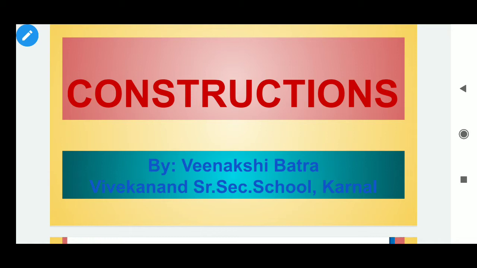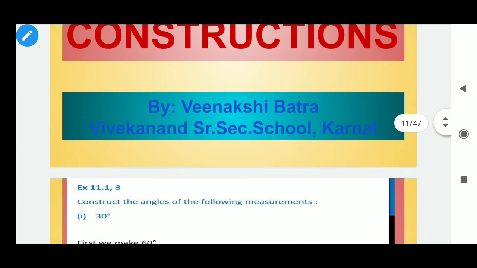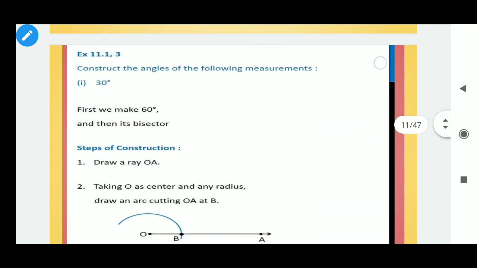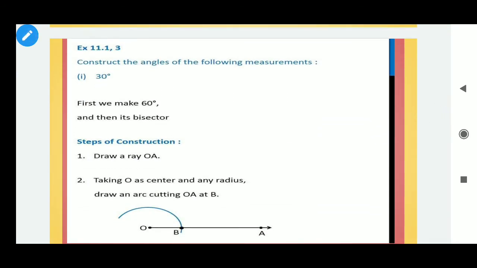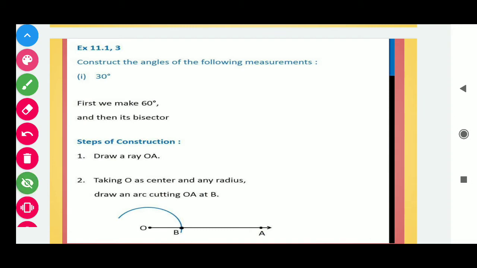Students, in the previous session, I explained how to construct a 90-degree angle as well as a 45-degree angle. Now, in today's session, we will discuss more angles, like 30-degree. So, let's start. Construct the angles of the following measurements. First, we have to construct a 30-degree angle.